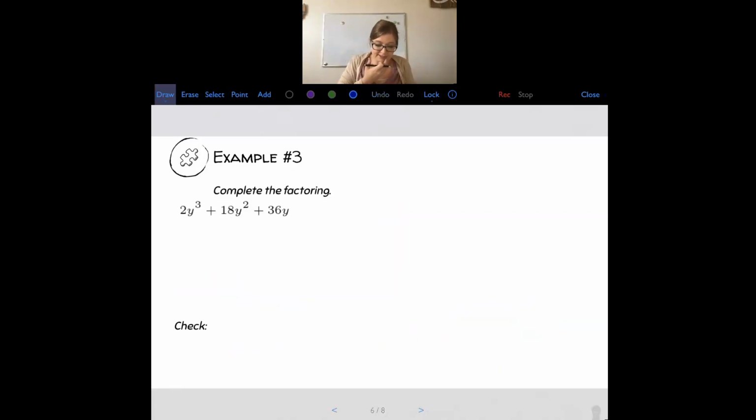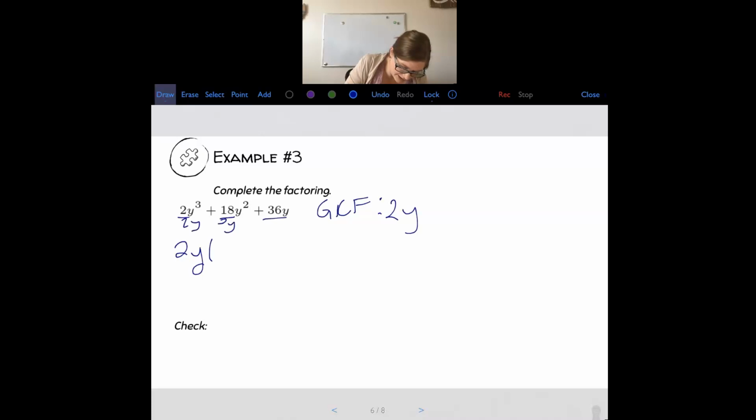Okay, so for the next example, completely factor the trinomial. So we have 2y squared plus 18y plus 36y. When we're looking for our greatest common factor, we look at our numbers and our variables. So our greatest common factor is 2, and then each of them has a y. So our greatest common factor in this case is 2y. So we take a 2y out of everything. Remember, it's like dividing each of these by 2y.